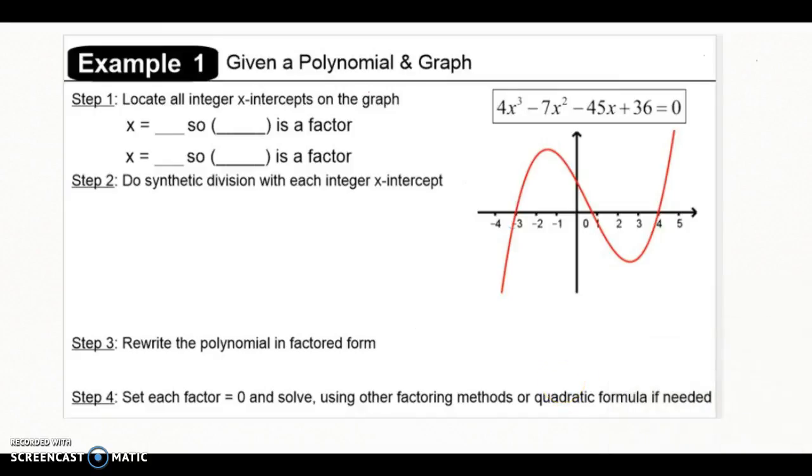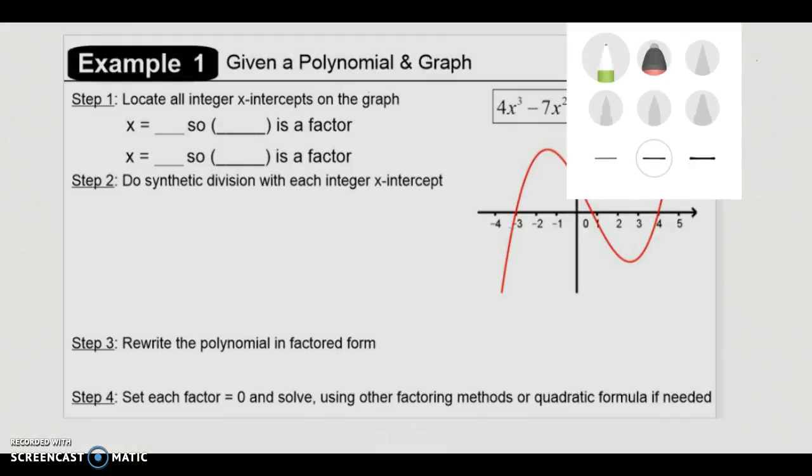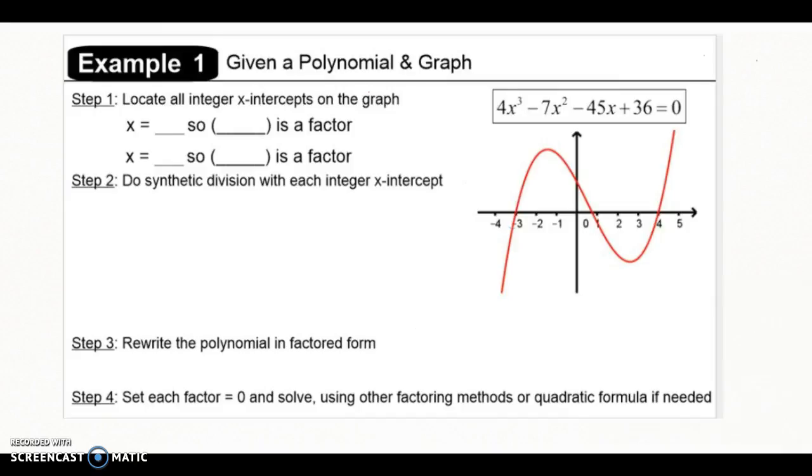Okay, so the first example that we have is, locate all the x intercepts on the graph. So that's just looking at the picture itself, and you can see one at -3, see one at 4, and then that one looks like a little less than 1, but we're not sure, so we can't. That's not an integer. So we're going to leave that alone. Okay, so -3 and 4 are our 2 x intercepts that are integers.